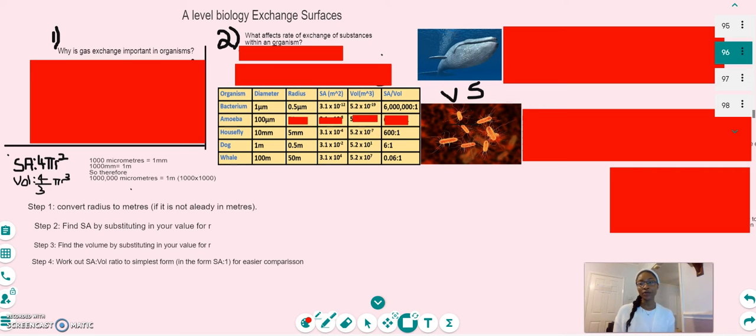So today, like I said, we're looking at exchange surfaces, and before we start I wanted to ask a question: why is gas exchange so important anyway in organisms? Why is this idea of us being able to efficiently exchange gases from an organism to its outside so important?